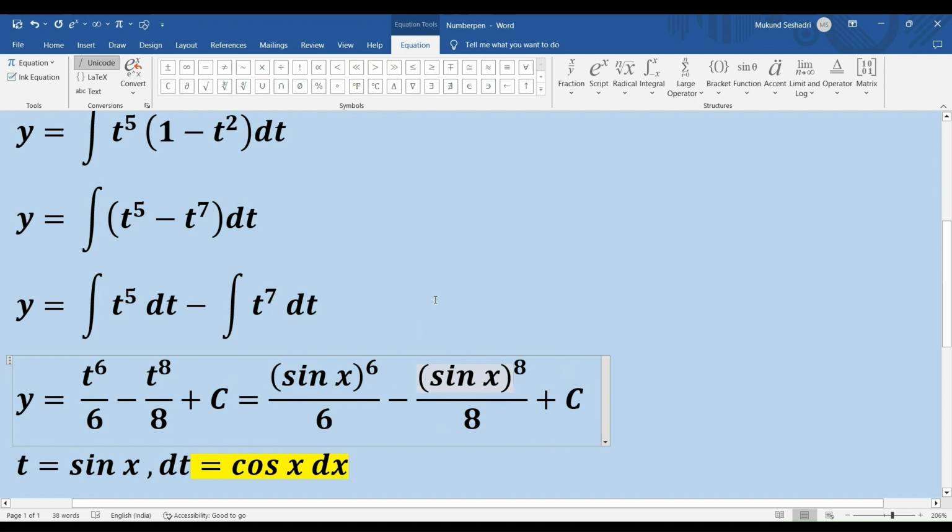So there we are. My answer to this problem is y equals sine of x the whole power 6 divided by 6 minus sine of x the whole power 8 divided by 8 plus c, right? Let me highlight my final answer in pink. So there we are.